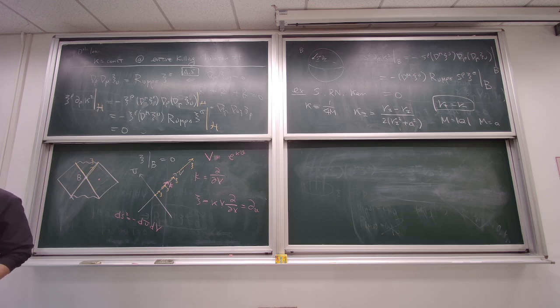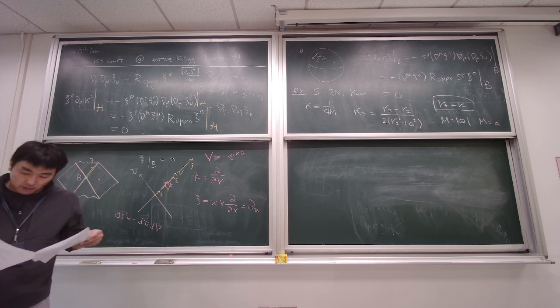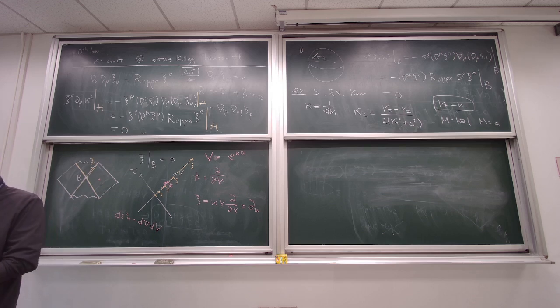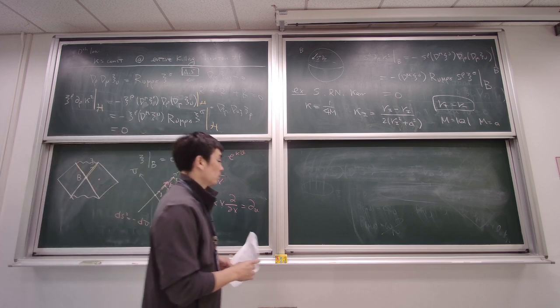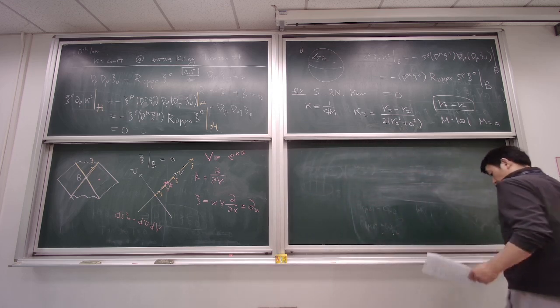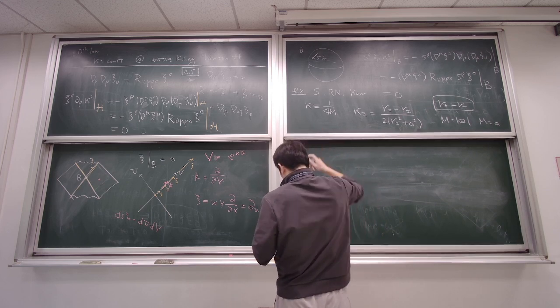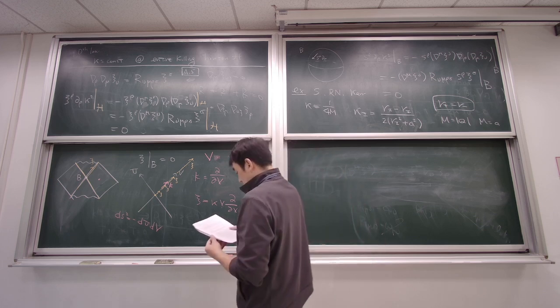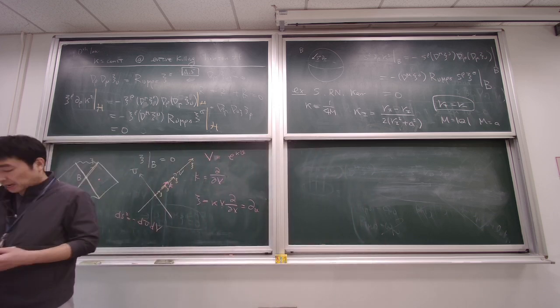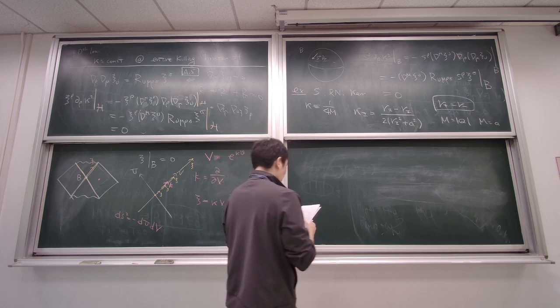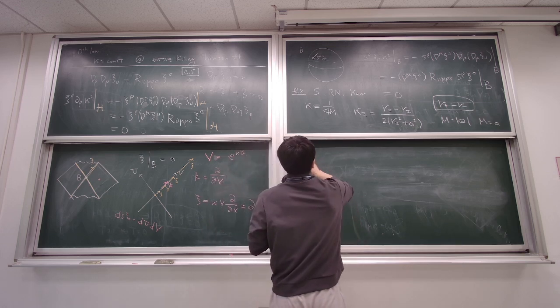Any question at this moment? If not, we'll move on to the first law. So we'll derive the first law of black hole thermodynamics. Now we consider a small perturbation. So we will just derive it two ways.